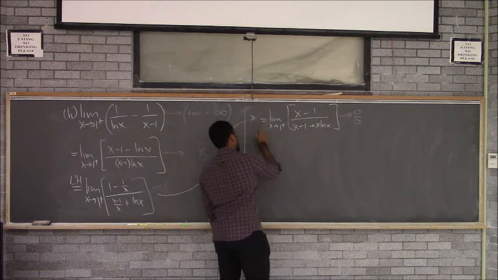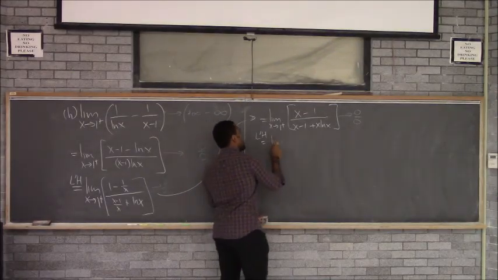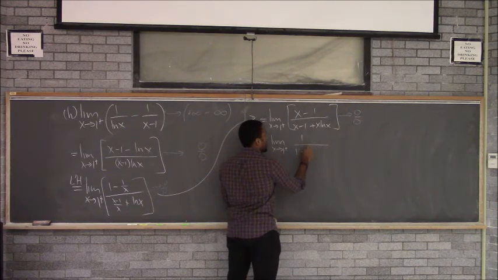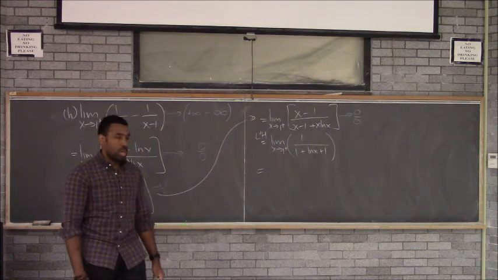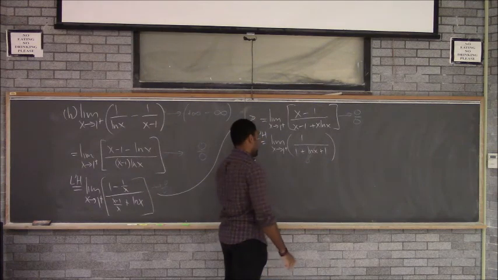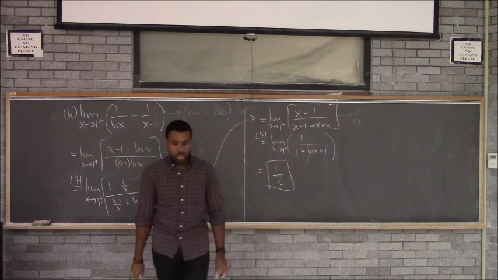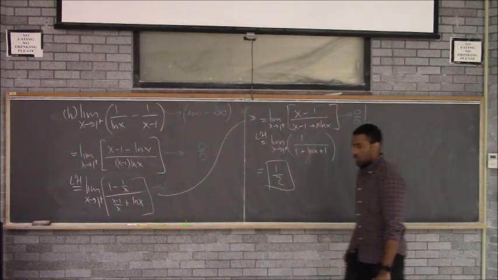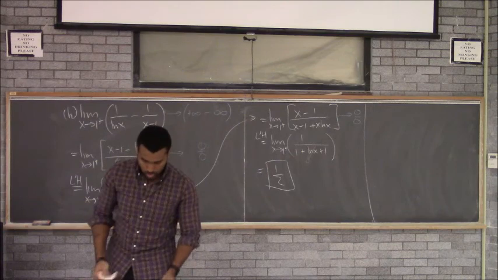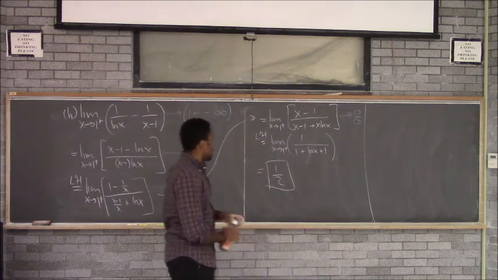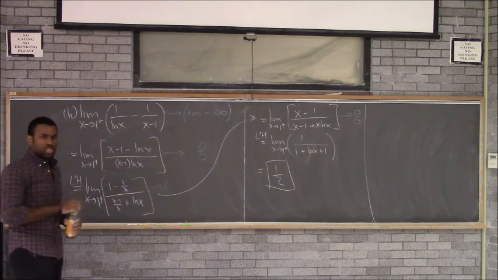So let's actually do L'Hopital again, because as long as that situation presents itself, L'Hopital is applicable. Differentiate the top, I get 1. Differentiate the bottom, I would get 1 plus ln x plus 1, by the product rule applied to x ln x. And at this point, I can plug in 1. This is going to go to 0, and I would be left with a half. This limit is a half. Questions on this one?